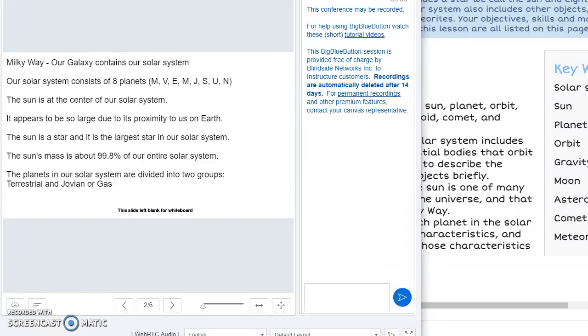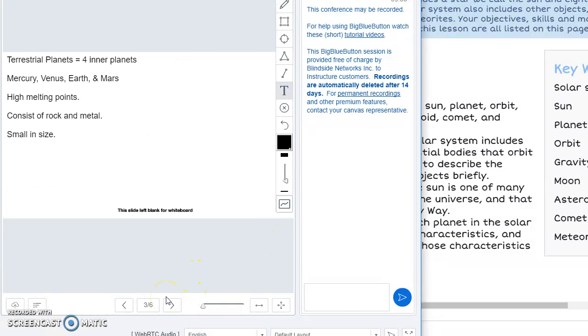So the planets in our solar system are divided into 2 main groups, terrestrial and Jovian. Jovian is sometimes referred to as gas, or the gaseous planets. That's the main items that I want to talk about today, are terrestrial and Jovian planets. So terrestrial planets, those 4 inner planets, Mercury, Venus, Earth, and Mars, they have a high melting point. And what this means is at a high temperature, they will melt. So that's why they're able to form so closely to the sun, because it's hot closer to the sun. So they have those high melting points. They consist of rocks and other metals and are fairly small in size.